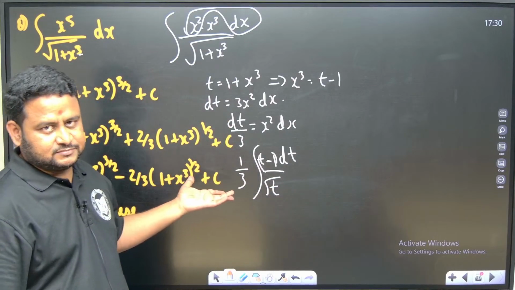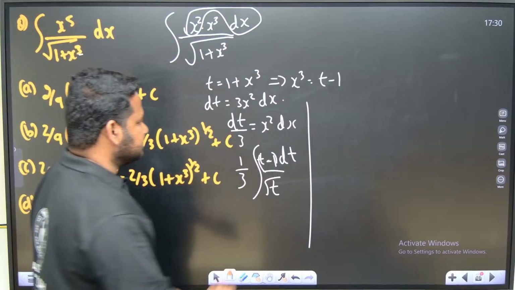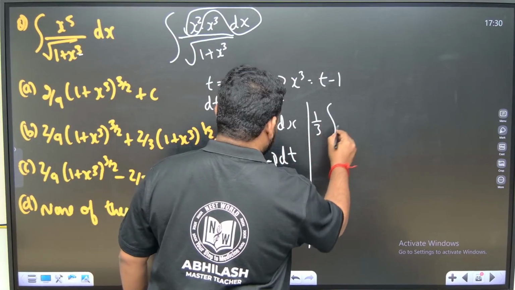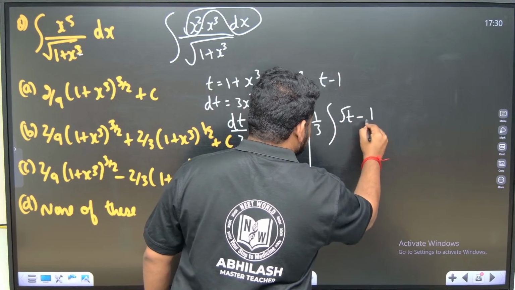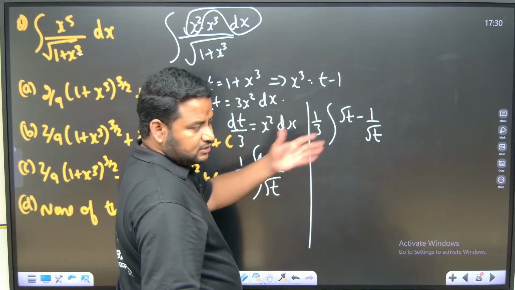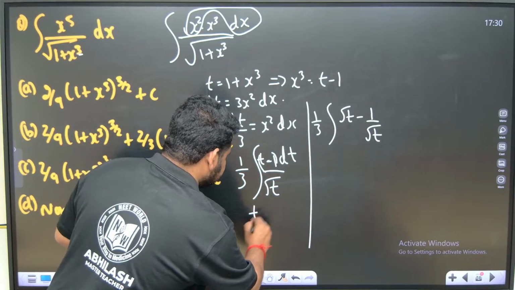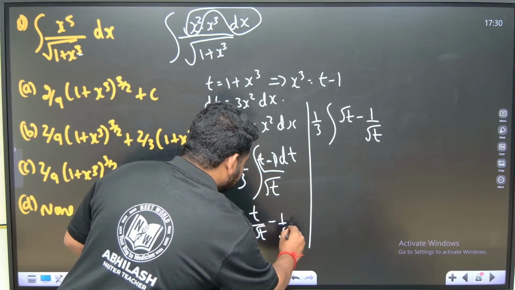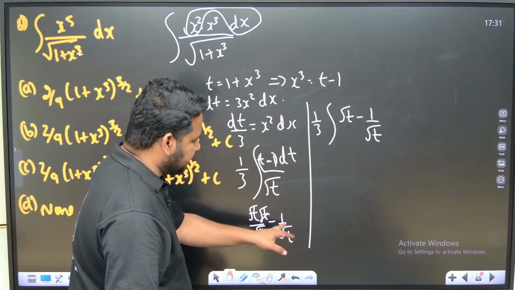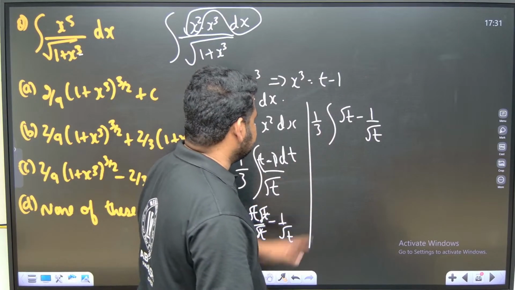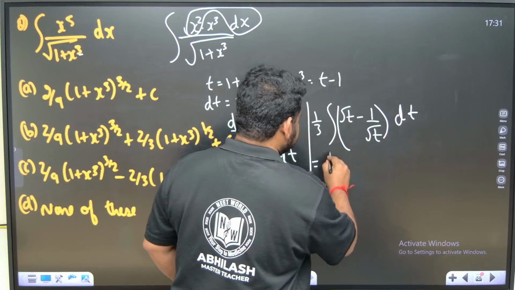Now how to integrate this? It is very simple. I can separate it and integrate. This can be written as 1 by 3 into the integral of t minus 1 by root t. If I separate and divide, I can write t by root t minus 1 by root t. Now t can be written as root t into root t, so root t cancels. So I have t to the root t minus 1 by root t, this entire thing into dt. Now if I integrate this, I will get what?